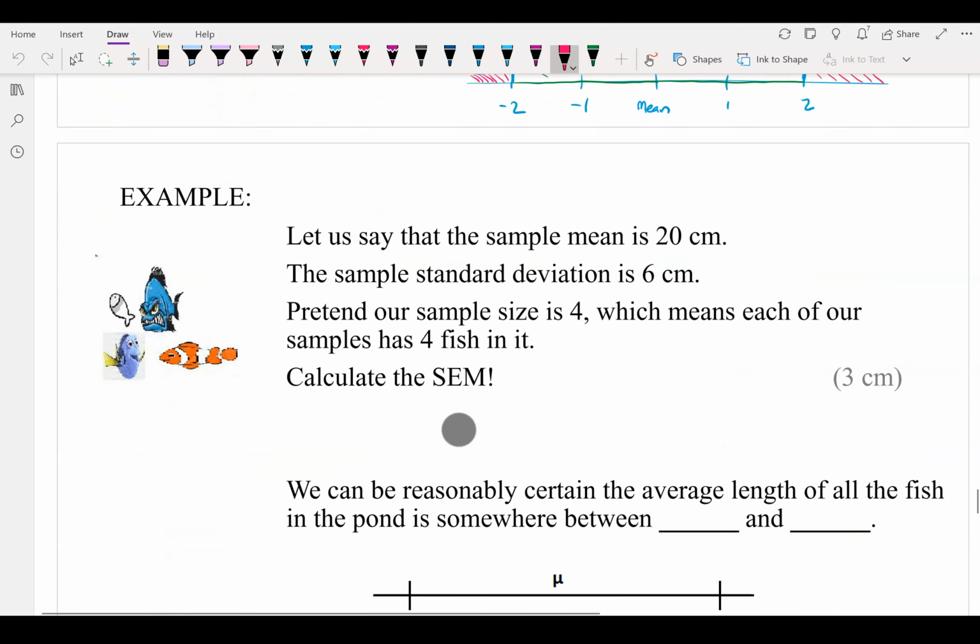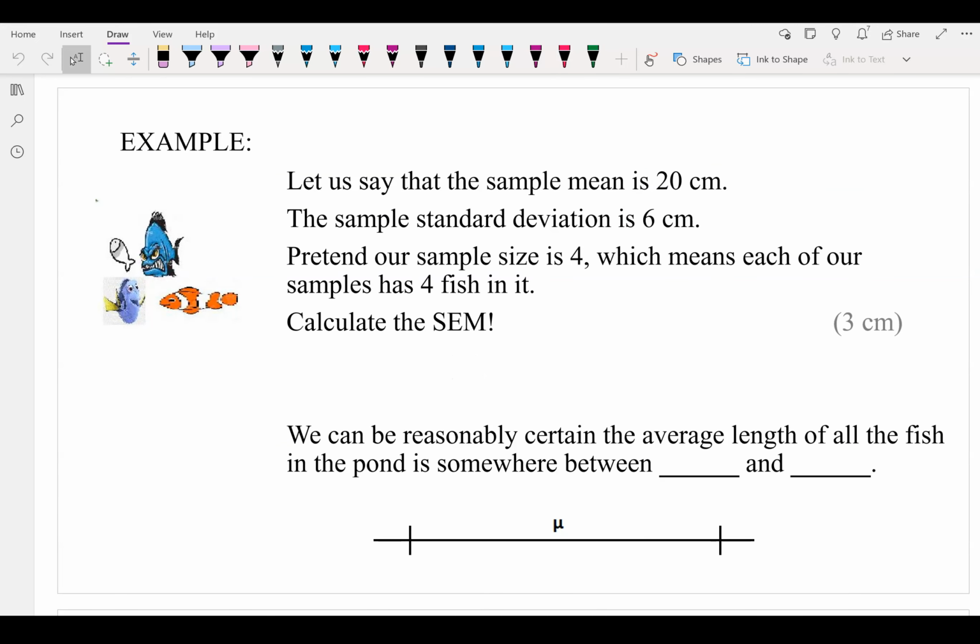We'll do one more little example here to make it clear. Let's say that the sample mean is 20. By the way, if you're confused right now, just take a moment, clear your mind. Let's start again from here, and this is a very cut and dry example that can help us understand. Let's say that the sample mean is 20 centimeters. The sample standard deviation is 6 centimeters. Pretend that our sample size is 4. That means for every sample that we take, we're taking 4 fish.